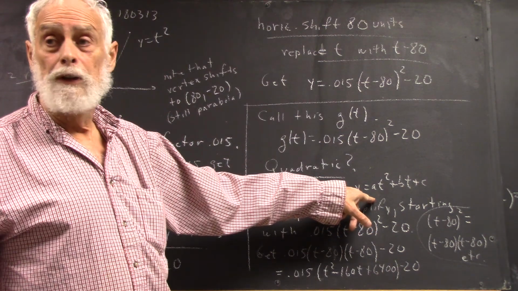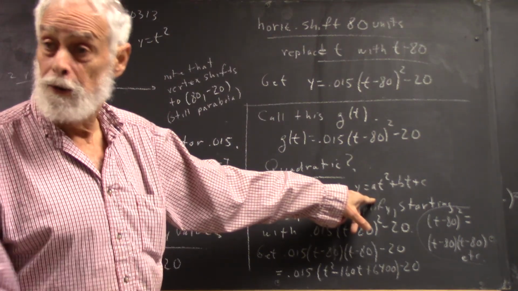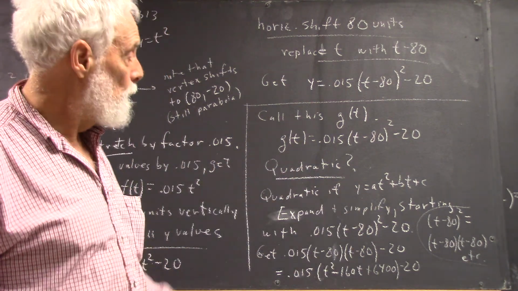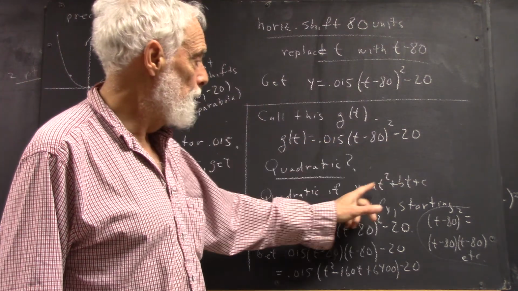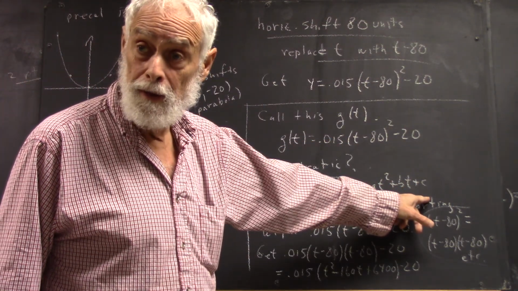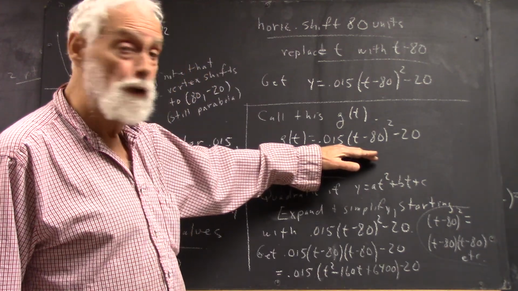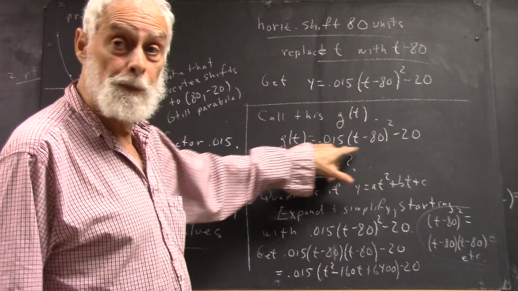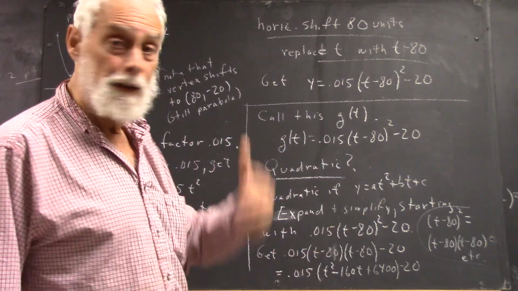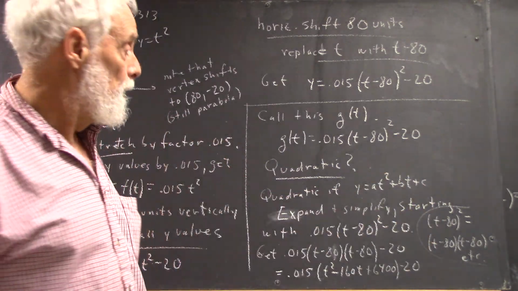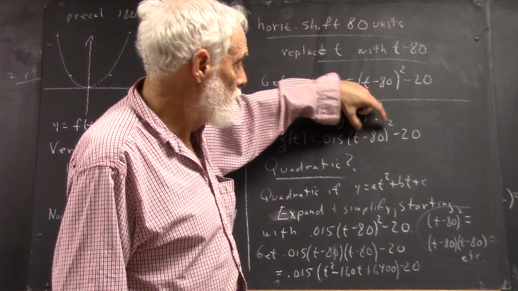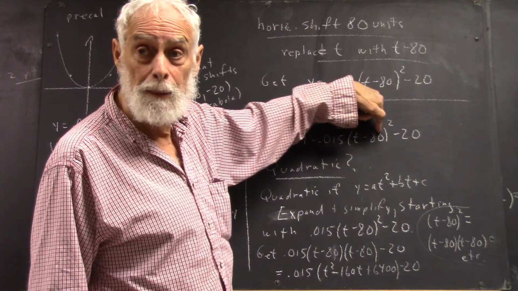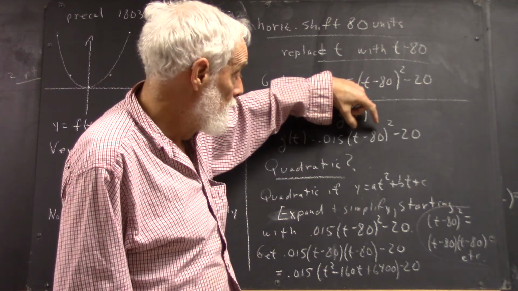Now, just like a function is linear if it can be put in the form y equals mx plus b, right? Okay? So, what we want to do is see if we can put this in the form at squared plus bt plus c. Well, what do you do to put this in a different form? Well, you expand it. Okay? You expand and simplify this expression here and see if it ends up being an at squared plus bt plus c. So first thing you got to do is simplify what's in parentheses, but there's no simplification to t minus 80. That doesn't simplify in any way.